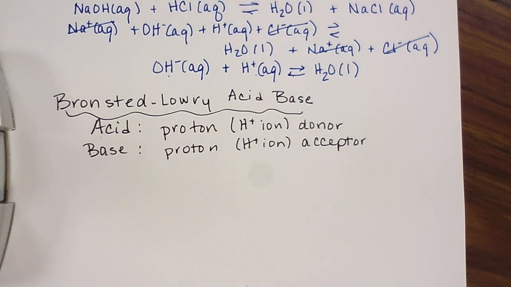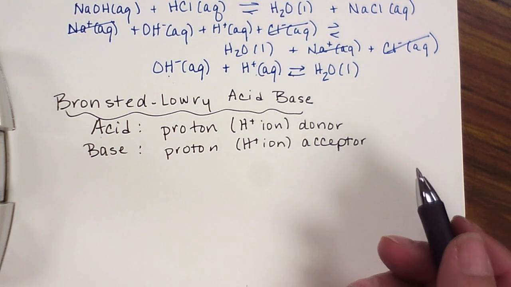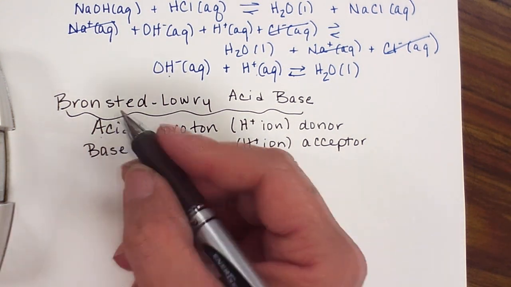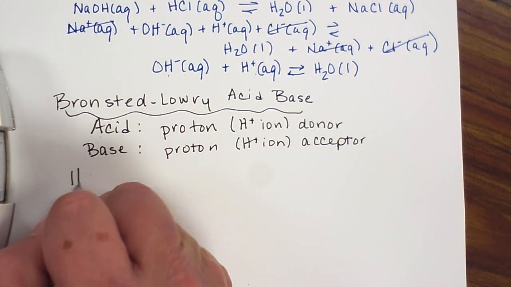So the idea here is, and I want to be clear, once an acid gives up its proton, it becomes a base because it now can accept a proton back. And this is very important on the AP exam. Very important. Okay, let's take a look. So I'm going to look at that hydrochloric acid equation.